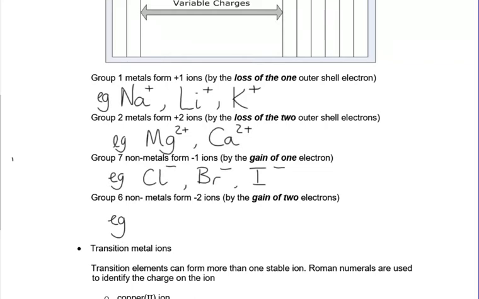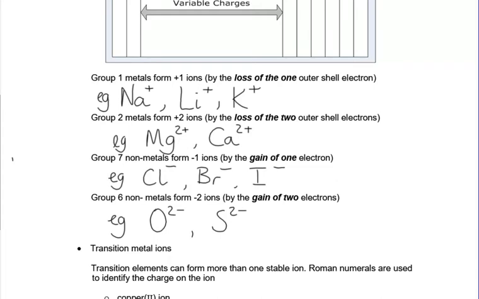Notice that for positive ions, we don't change the name, so sodium becomes a sodium ion, magnesium becomes a magnesium ion, but for the non-metals, chlorine becomes chloride. Now when it ends in IDE, it means it's a negative ion of the element. Chloride, bromide, iodide. Group 6, oxygen becomes oxide, and they become 2- because they gain 2 electrons. Sulfur becomes sulfide. So sulfide, S2-.